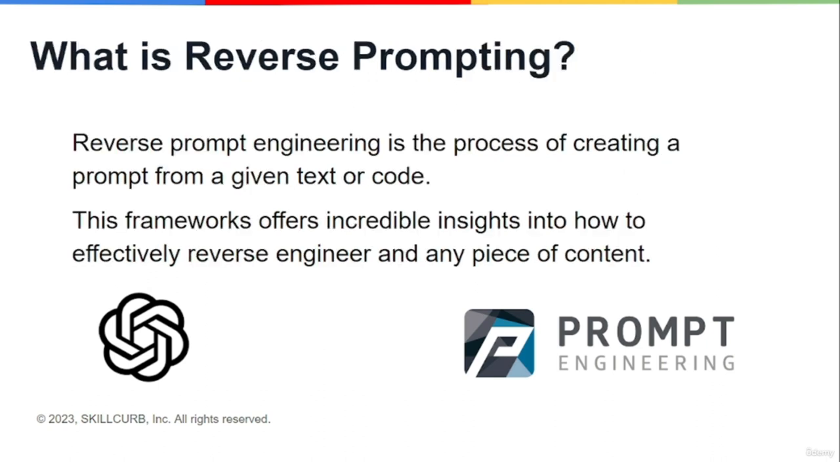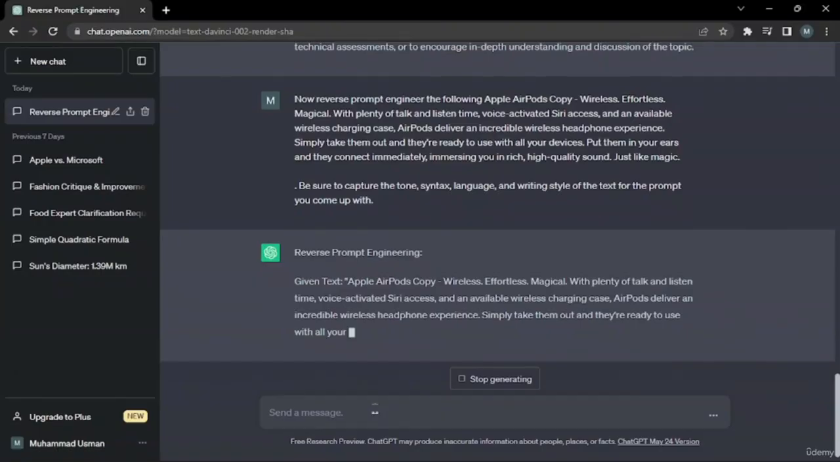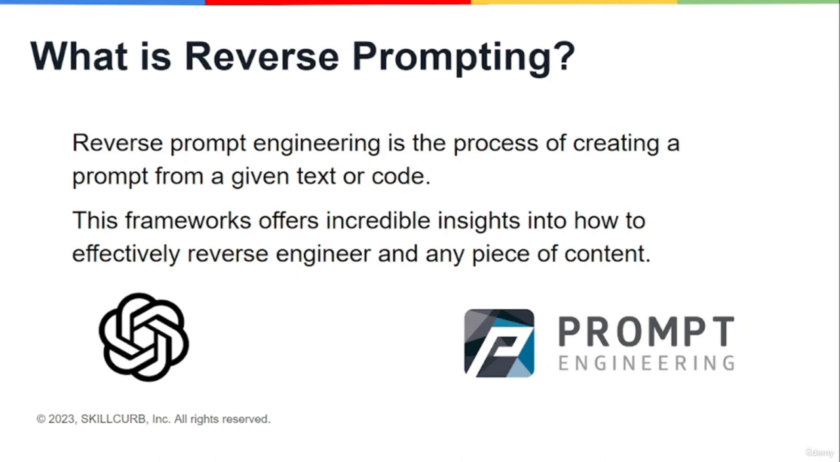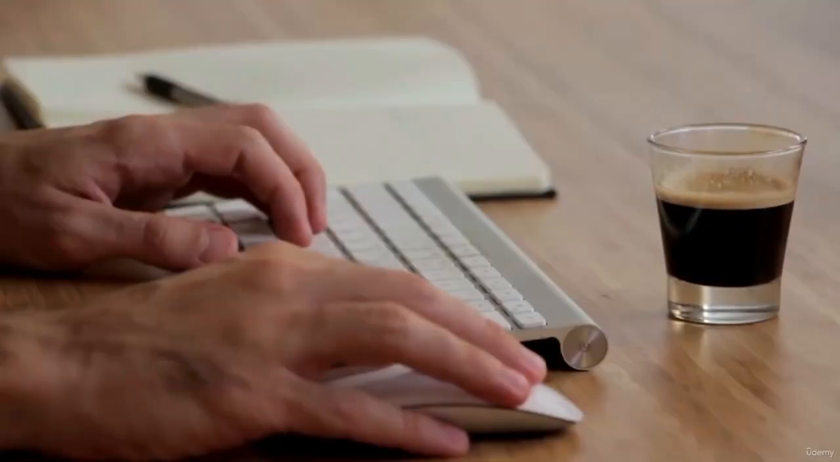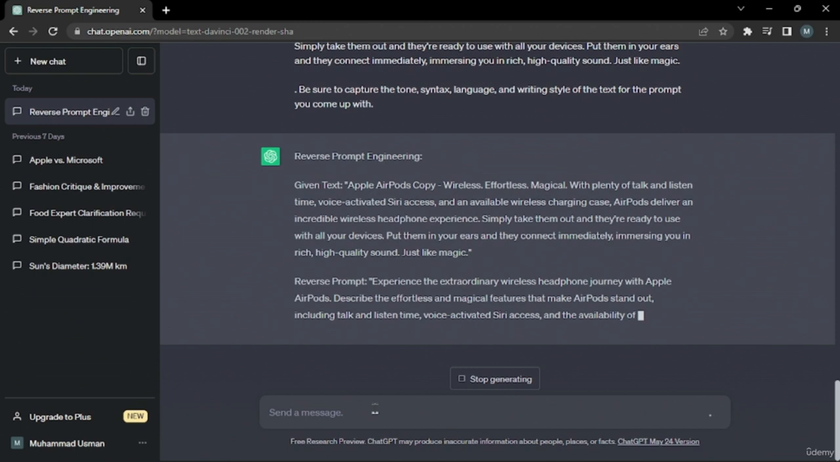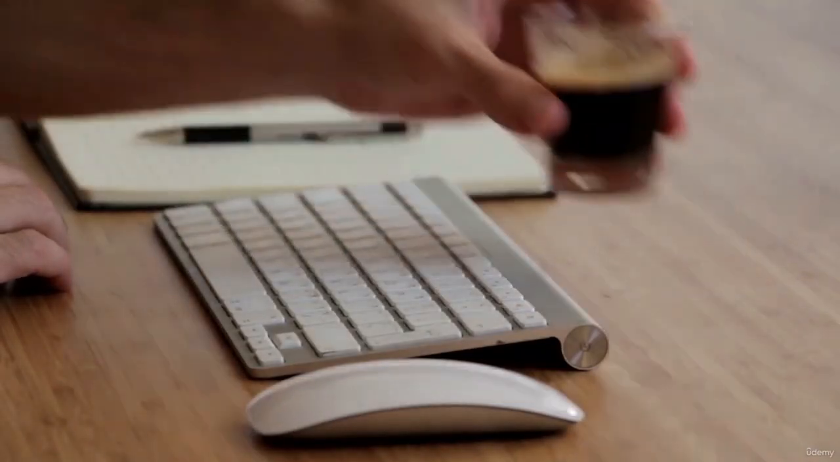Before diving into our lab, let me first brief you about what reverse prompting is. By definition, reverse prompt engineering is the process of creating a prompt from a given text or code, which I just told you about. This framework also offers incredible insights into how to effectively reverse engineer any piece of content. This is a very useful technique, in which, as you have seen previously, we used different prompts to get different kinds of output depending upon the scenario or situation.